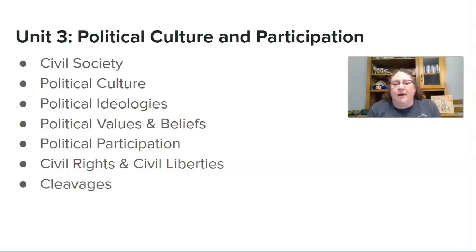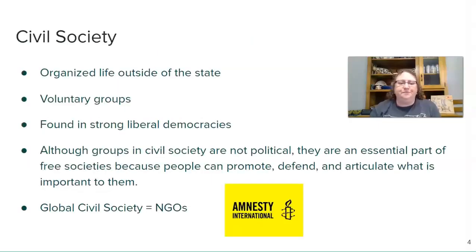So today we're going to talk about political culture and participation, focusing on civil society, which is a term that often a lot of comparative students struggle with. And we're going to look at political culture and ideology, which is also really your values and beliefs. And then what does political participation look like in both democratic regimes and authoritarian regimes? And then what do civil liberties and civil rights look like in those countries as well? And then we're going to finish off with our discussion on cleavages.